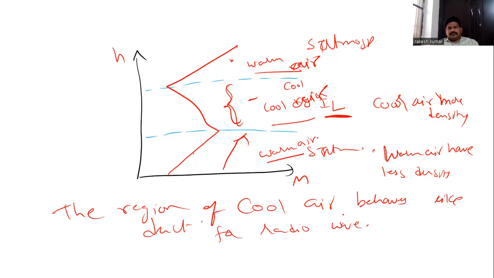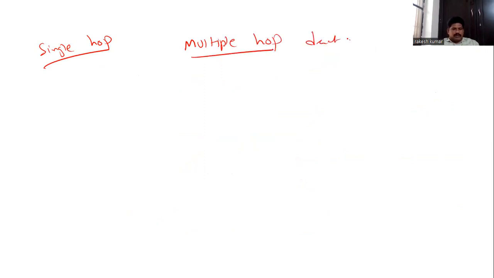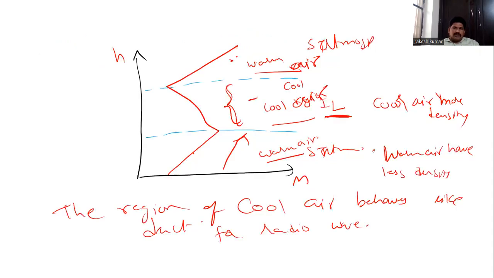Okay, so let us discuss single hop and multi hop duct propagation. When a signal goes from cool air to warm air, it faces reflection and comes back to the earth. Again, warm air is there, reflection takes place and it comes back to the earth.